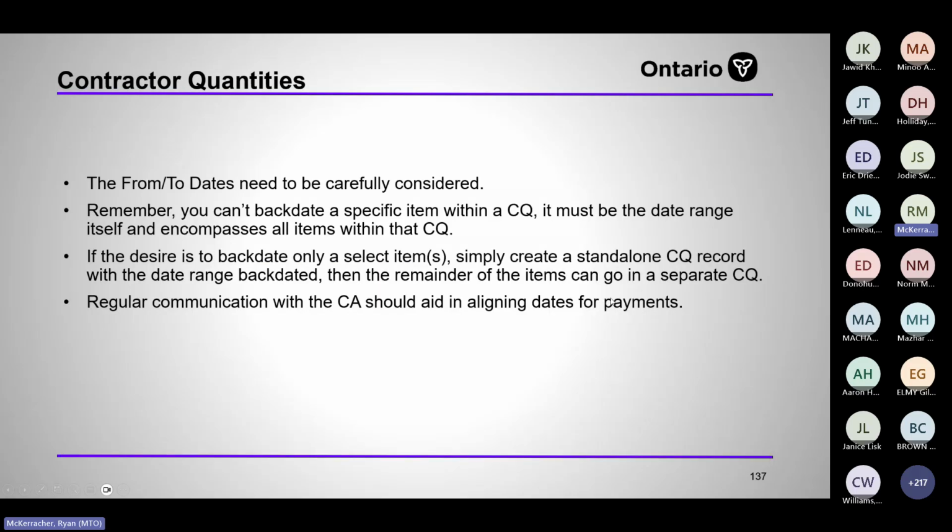So the from to dates need to be carefully considered. Remember, you can't backdate a specific item. You have to backdate the whole date range of the CQ. If the desire is to backdate only a select item, create a standalone CQ. So if the contractor forgot an item and wants it on a previous pay, like say you're a couple of months behind on pay, but they want that item paid, they create a standalone contractor quantity, backdate the date range itself, and then submit it that way.